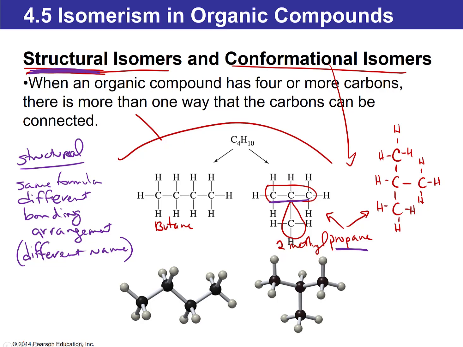So the key to figuring out if it is one or the other is you just name the two. Just name each isomer pair. If they have the same name, you know it's conformational. If they have different names, then you know that it's structural.